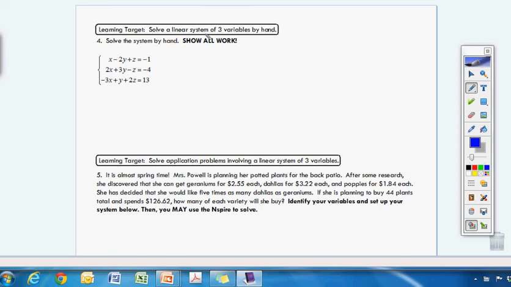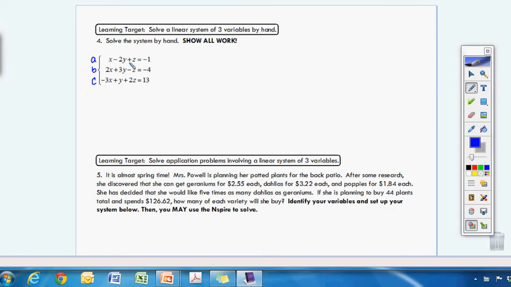Page 2, here we go. 3 variables by hand. Something I have found helpful is to make sure you're labeling. We have A, B, and C as 3 different equations here, and we want to look for the easiest way to eliminate one of these variables.